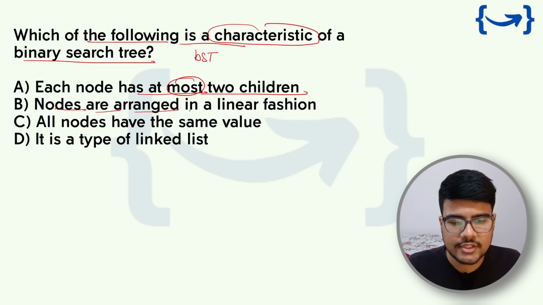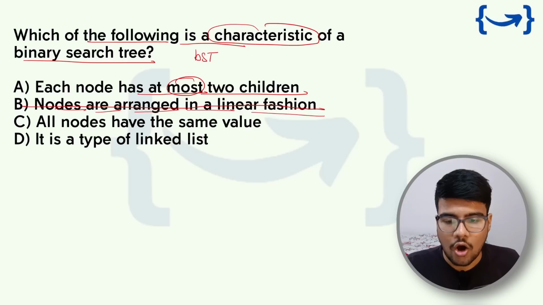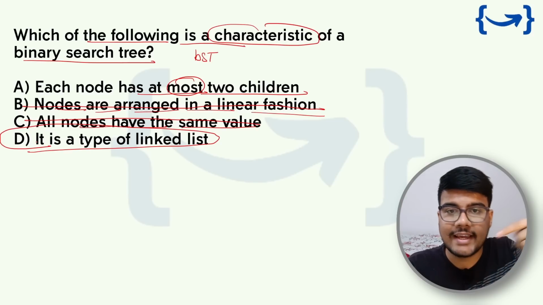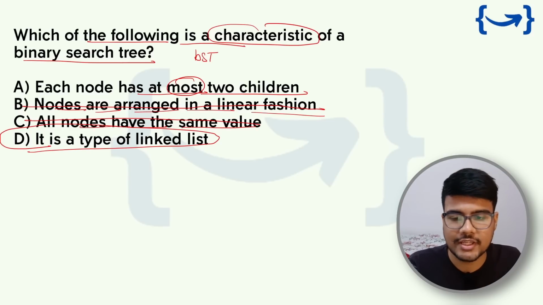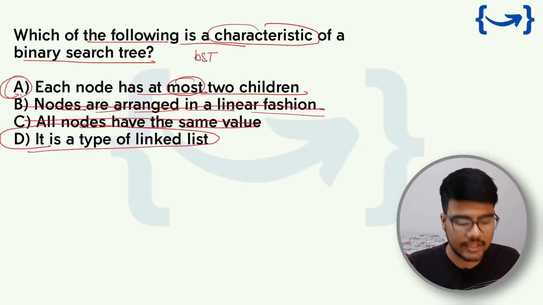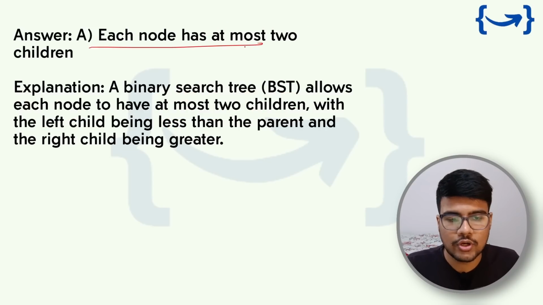Nodes are arranged in a linear fashion, no, it would be a skewed tree. All nodes have the same value, no, it can be, but it's not making sense with the question. It is a type of linked list, but it's not a characteristic of BST. The characteristic of BST is that it has at most two children per node. So yeah, each node has at most two children.